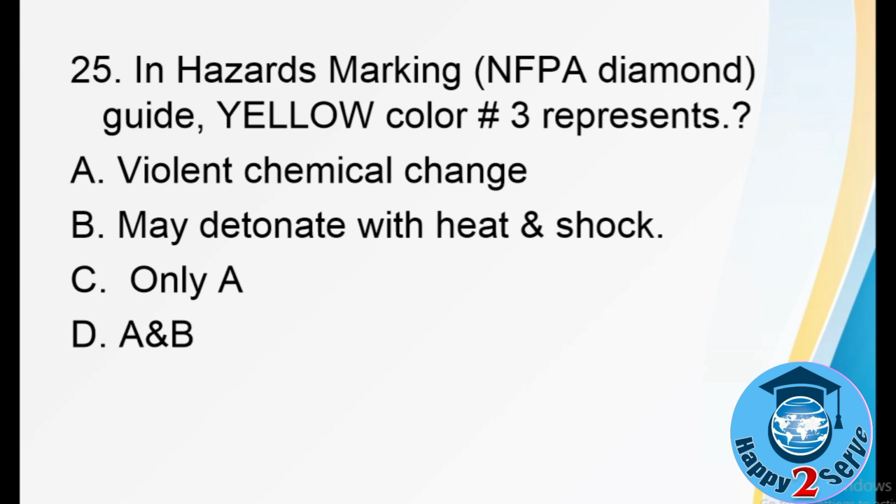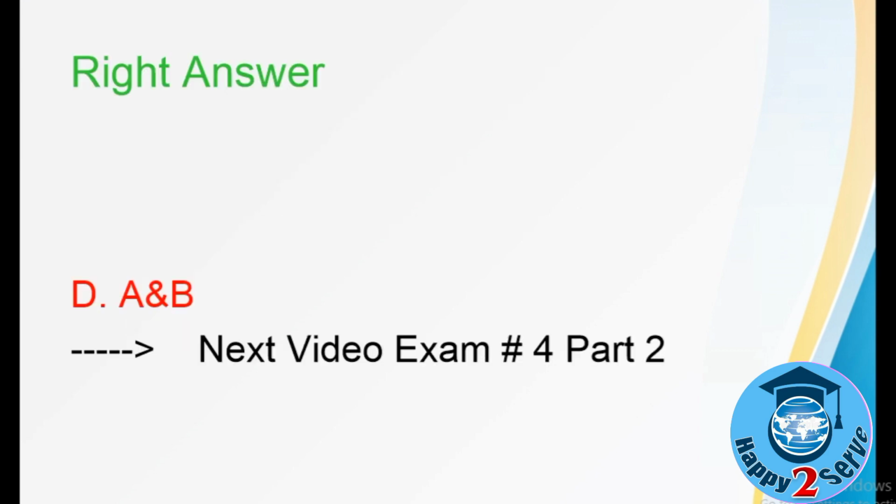25. In hazard marking, NFPA diamond guide, yellow color number 3 represents: A. Violent chemical change, B. May detonate with heat and shock, C. Only A, D. A and B. Right answer: D. A and B.